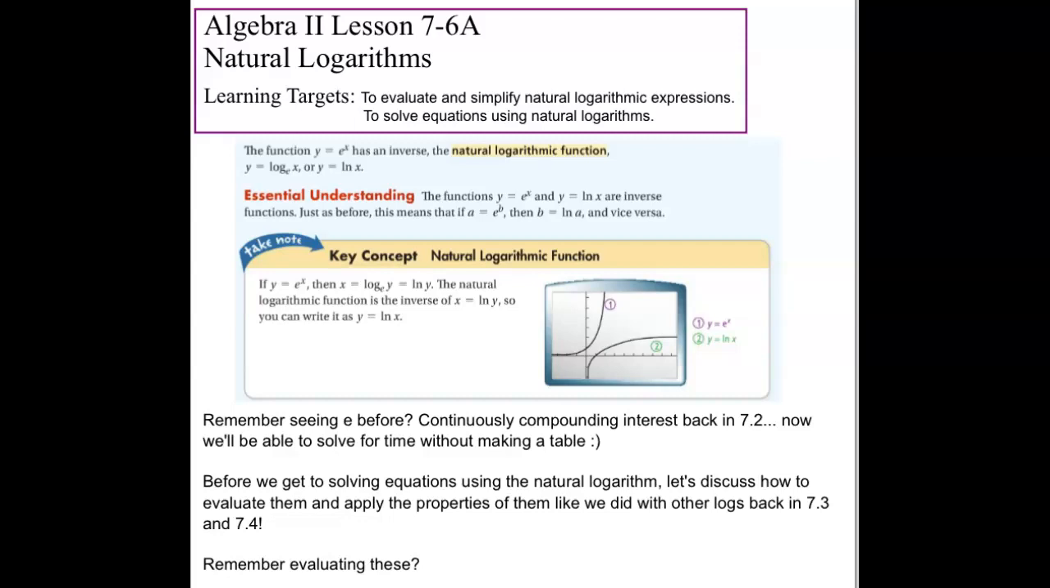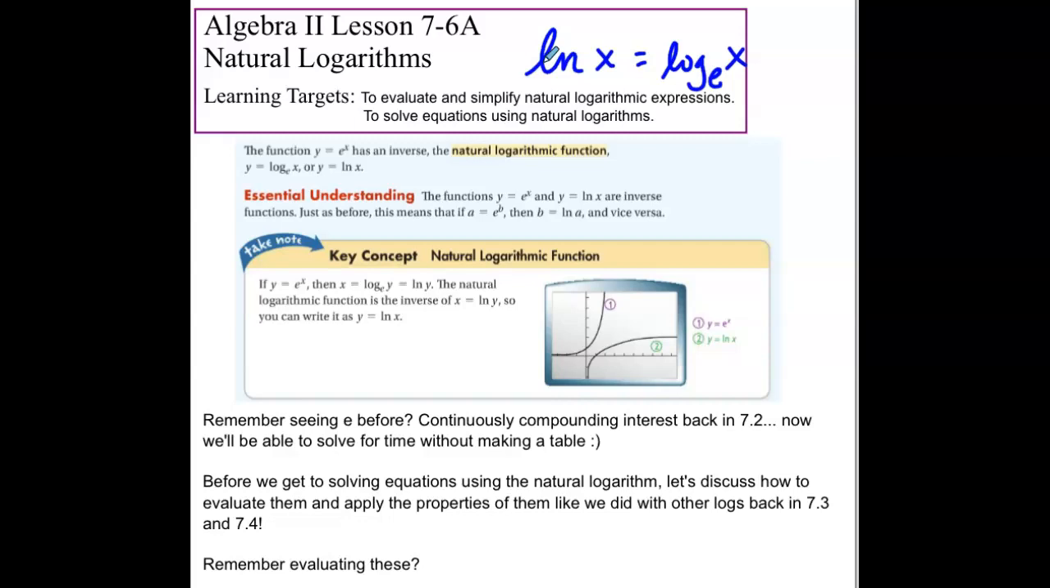The function y equals e to the x has an inverse, the natural logarithmic function, y equals log base e of x, or y equals the natural log of x. When you see this symbol, we usually use a script font. The natural log of x means we are looking at log base e of x. So common log uses base 10, natural log uses base e. The functions y equals e to the x and y equals the natural log of x are inverse functions.